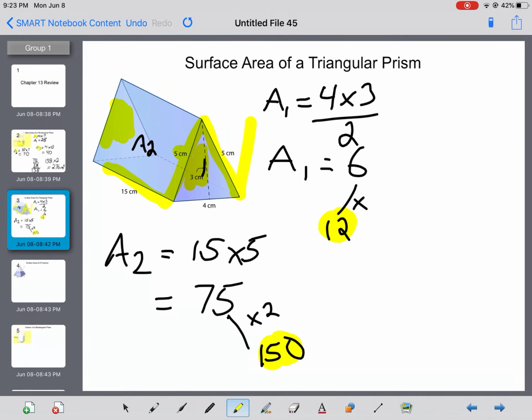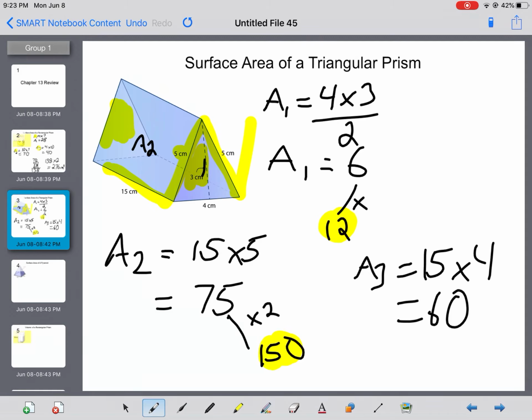Then finally, I have a fifth face here, and it's area 3. Oops, let me switch off my highlighter. Area 3 is going to be 15 times 4, which gives me 60. Now that one I don't need to double because there's only one of them. Then I would add those all together, and I would get, I believe, 222. I'm trying to do that quickly in my head. Maybe I should have written it down. Let's double check: 150 plus 60 plus 12. 222 centimeters squared. So again, with surface area, make sure you find all the sides.